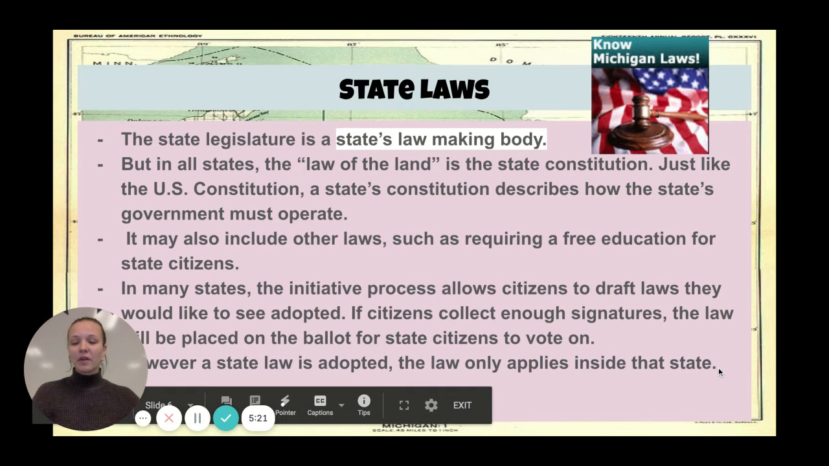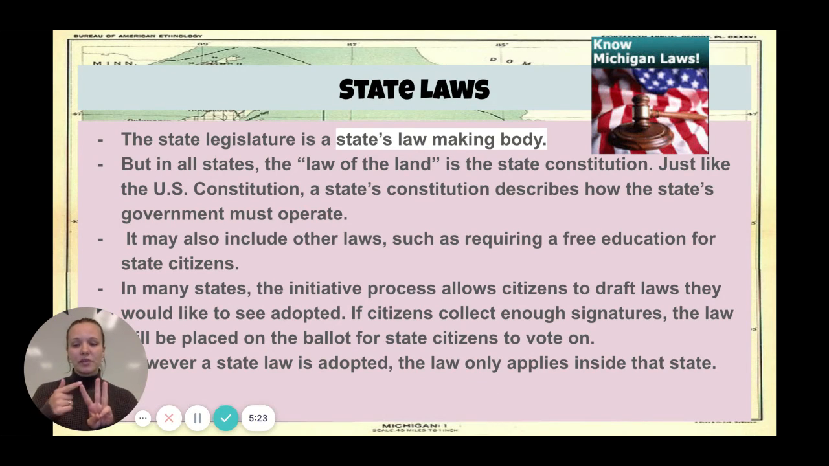So, now we've learned about our three branches of government: judicial, legislative, and executive. We originally learned about these in regards to our federal government. Now we just learned that each state also has those three branches of government. Now we're going to talk more about states' laws. So just a reminder, the state legislature, or the state legislative branch, is the state's lawmaking body. They're the people who make all of our laws.